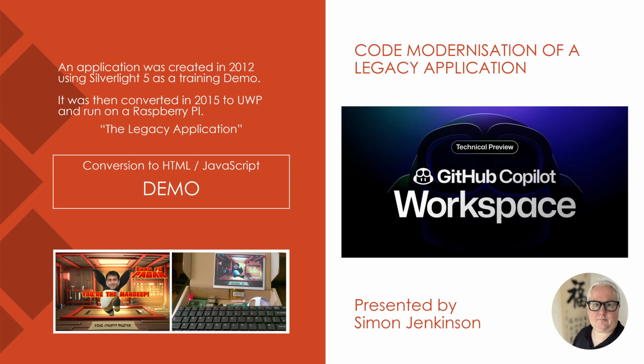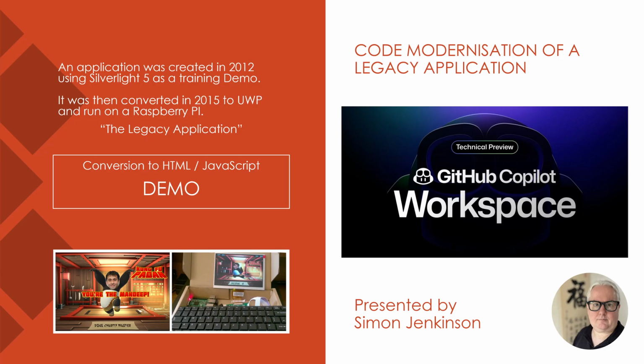Hi, today we're going to be talking about the code modernisation of a legacy application. An application was created in 2012 using Silverlight 5 as a training demo just to learn some new technology. It was then converted in 2015 to UWP, and just as a bit of a gimmick was run on a Raspberry Pi. So that's the kind of legacy application that we're talking about here.